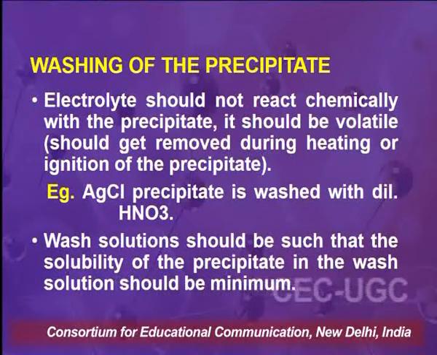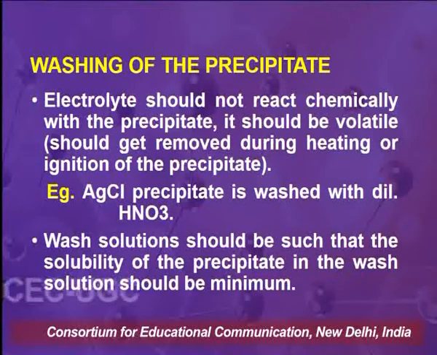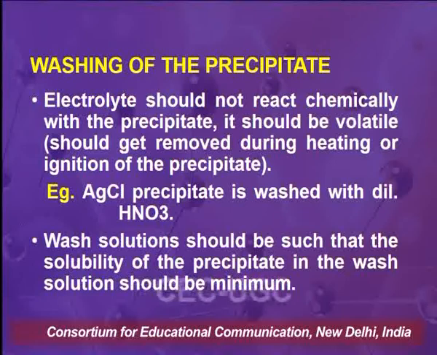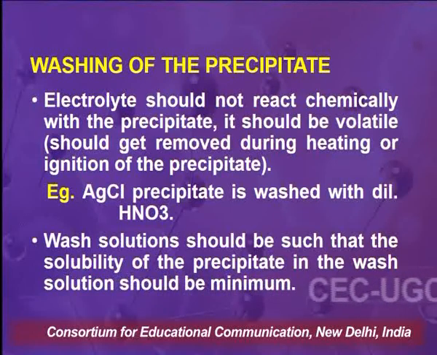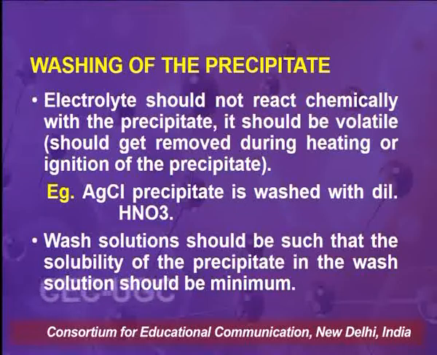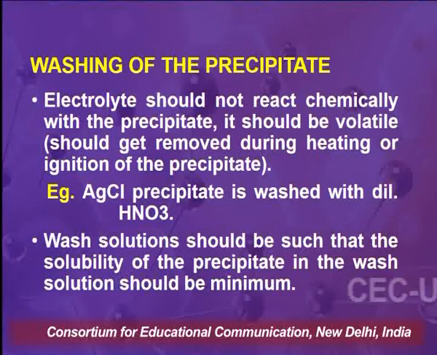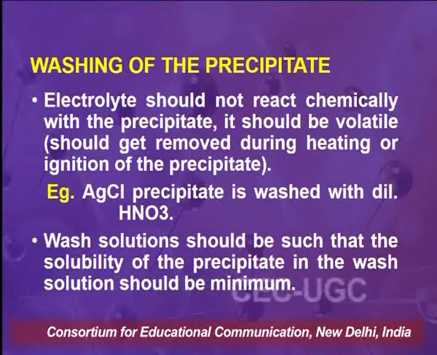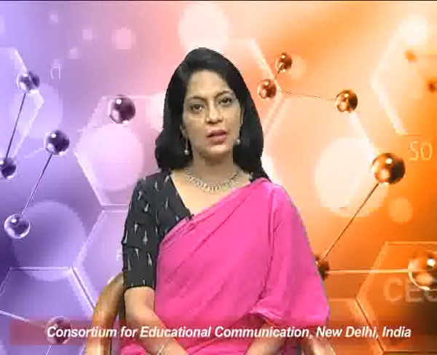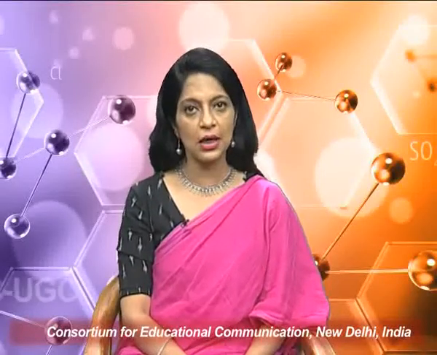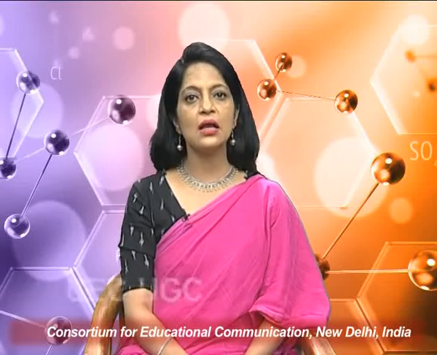For example, if we need to precipitate barium as barium sulfate, then we initially choose a solution of barium chloride. To that we add an electrolyte which is hydrochloric acid, then we heat it on dilution, and then we add sulfuric acid which precipitates barium as barium sulfate. Then this barium sulfate precipitate is washed with a solution of hydrochloric acid in water, and that hydrochloric acid behaves as an electrolyte and it is highly volatile.